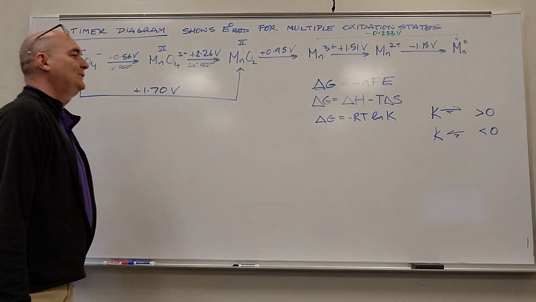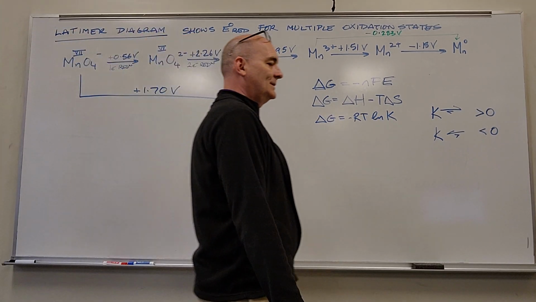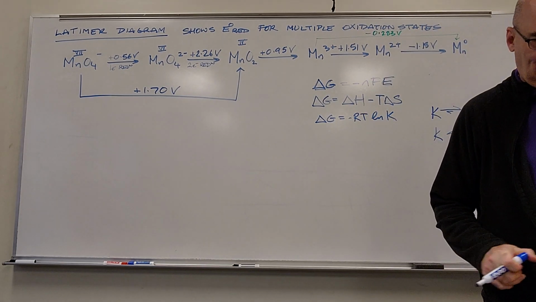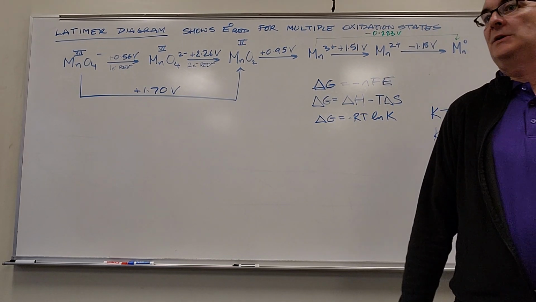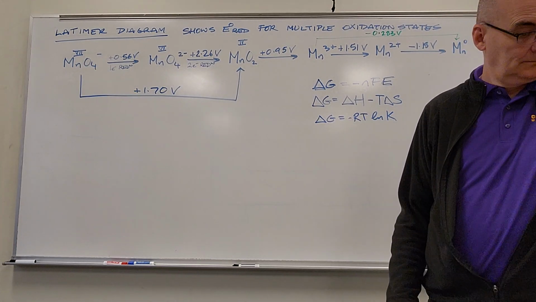So if delta G equals minus RT ln K, can we find values of K from cell potential? Yeah, we can. Absolutely we can.